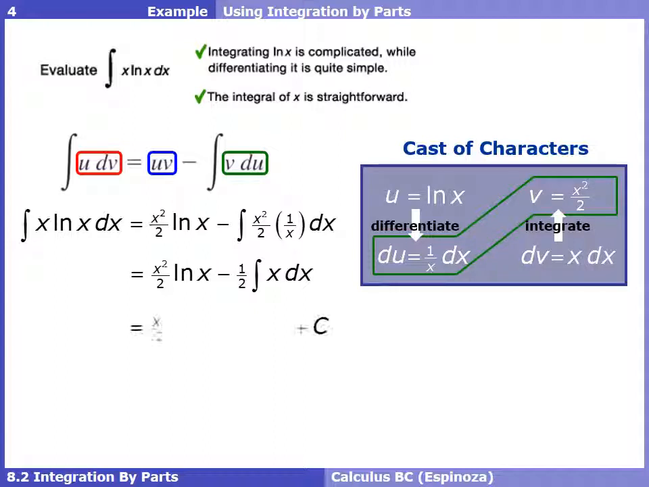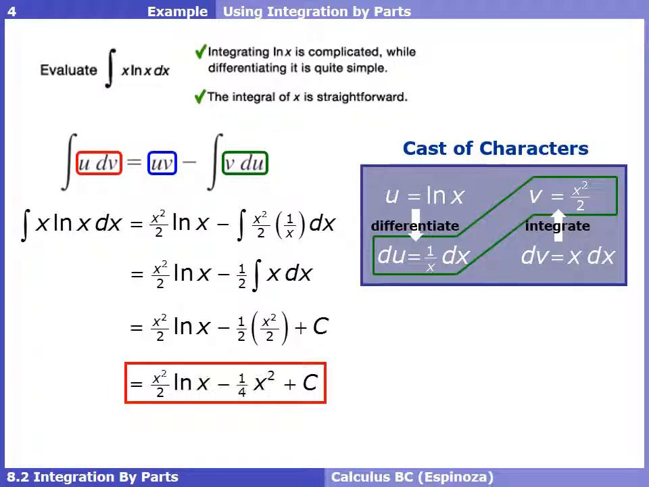The integral of x is of course x squared over 2. Don't forget to put the plus c. I suppose we could leave that as the answer, but I'm going to just clean it up just to make it look a little bit nicer. And of course that 1/2 times x squared over 2 just becomes 1/4 x squared. And again, don't forget the all-important plus c.